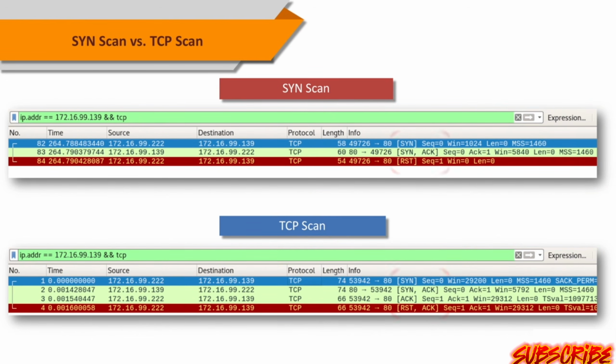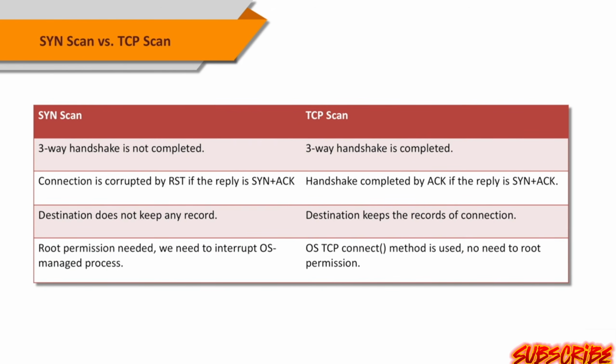So here we have a comparison between SYN scan packets and TCP scan packets for an open port. In SYN scan, Nmap has interrupted the three-way handshake by a RST packet. In TCP scan, on the other hand, the three-way handshake is completed and the communication is established. So let's see the differences between the SYN scan and the TCP scan in a table.